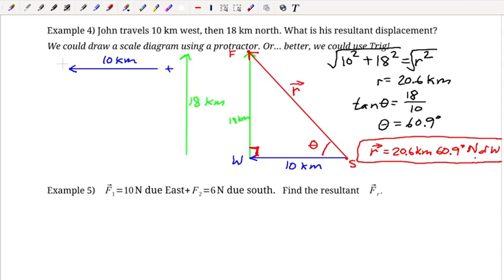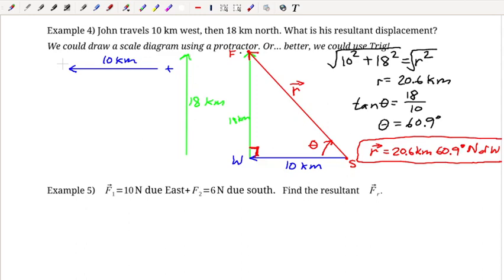Finished up by putting everything together and then thinking about the rotation. We started pointing to the west, rotated towards the north, so we're ending up north of west. So a couple steps to remember, but you can do it. And this is how we're going to do vector addition for every single kind of vector.